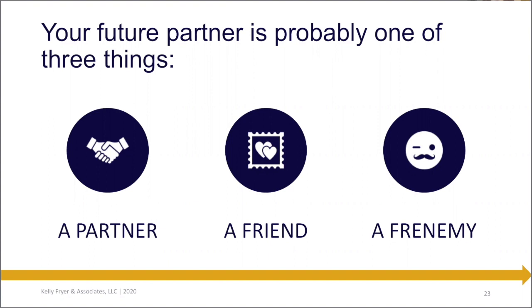CEOs are friends with each other. Program staff know each other and work together, brainstorm together, or a frenemy. A frenemy is somebody who is in the same kind of work that you're in and maybe competes for the same funding. Probably your future partner is one of these three things, but don't jump too fast. The obvious choice is not always the best choice.